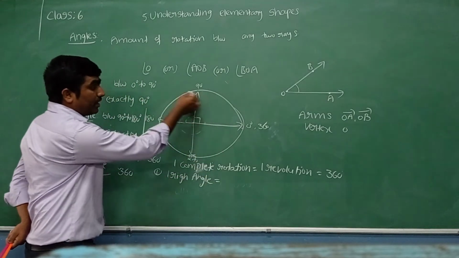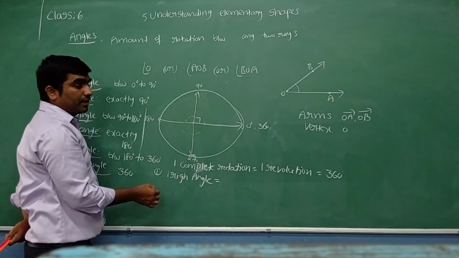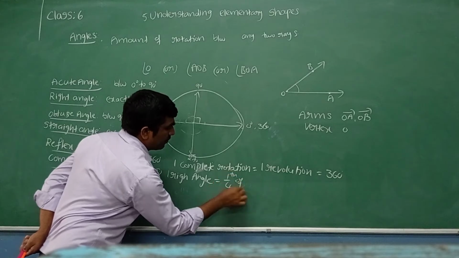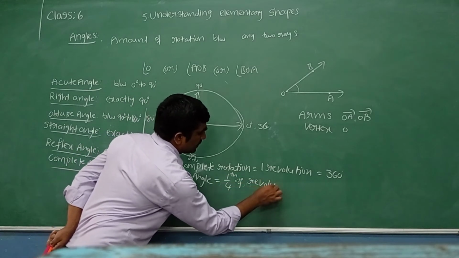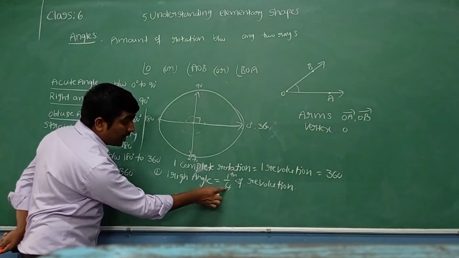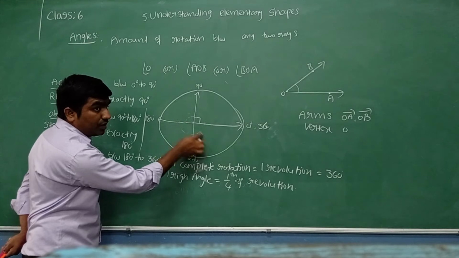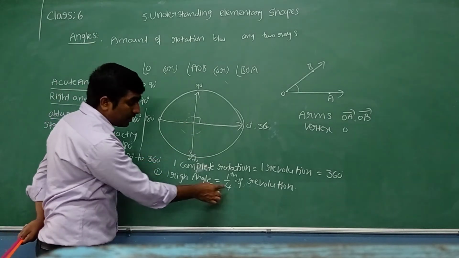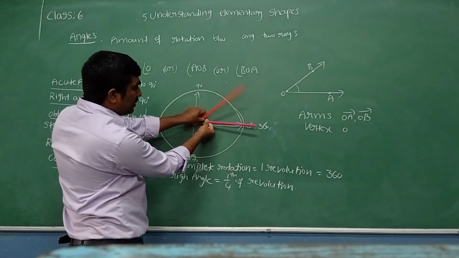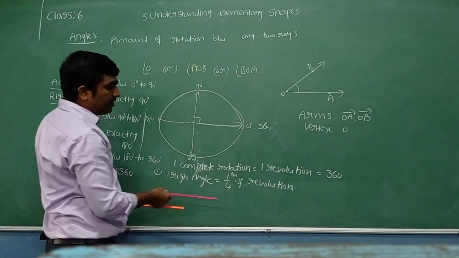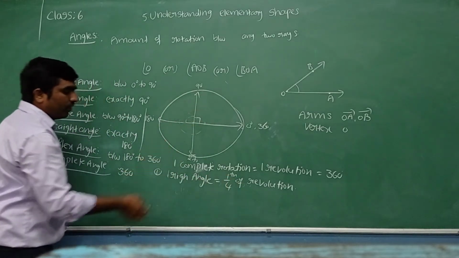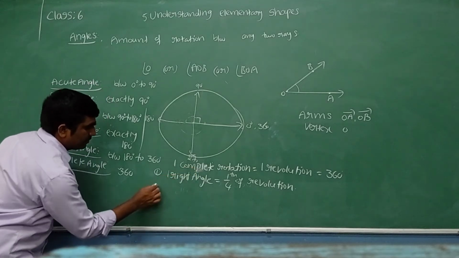One right angle is equal to how many parts? Out of 4, one part is a right angle. You can say it is 1/4 of a revolution. The total revolution, one complete rotation, is divided into 4 parts: 90, 90, 90, 90, which makes 360. Once you cover one part out of 4, it comes under 1/4 of a revolution. One out of 4 parts is called one right angle.